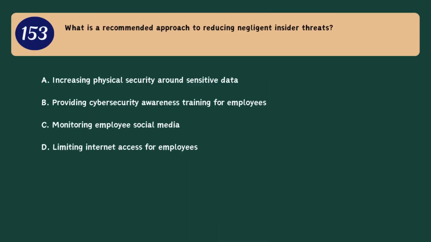Question 153. What is a recommended approach to reducing negligent insider threats? A. Increasing physical security around sensitive data. B. Providing cybersecurity awareness training for employees. C. Monitoring employee social media. D. Limiting internet access for employees.